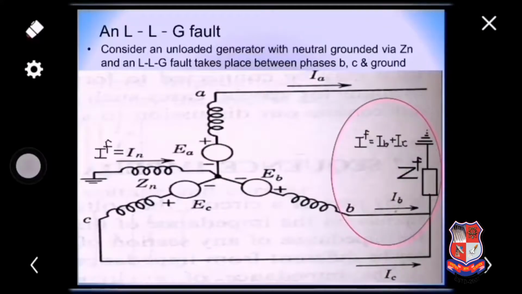Let us take the next fault, an LLG fault. Here an unloaded synchronous machine is simulated for an LLG fault on phase B and phase C through ZF. So let us put the boundary conditions. First, IA equal to 0. Second, IB plus IC will form the fault current IF through ZF, and the voltages of phase B and phase C are equal, they are shorted, and that is responsible for flowing of this IF current in ZF. So VB and VC are the same, and that is equal to IF into ZF.